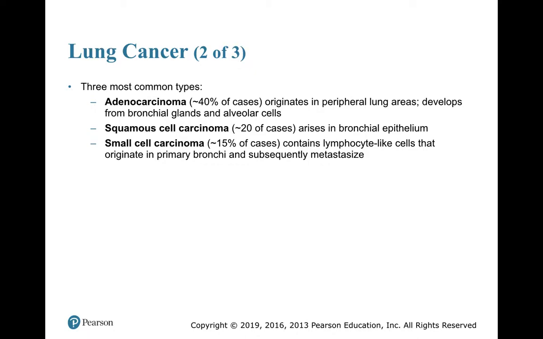adenocarcinoma, which is about 40% of the cases, starts in peripheral lung areas and develops from bronchial glands and alveolar cells. Squamous cell carcinoma is about 20% of the cases. It arises from cells in the bronchial epithelium. And small cell carcinoma, about 15% of the cases, have lymphocyte-like cells that originate in the primary bronchi and then very quickly metastasize.